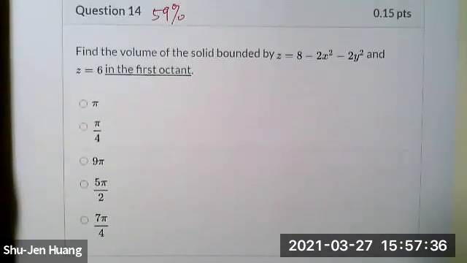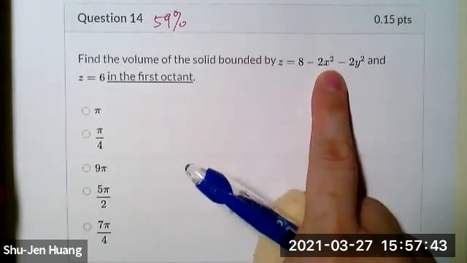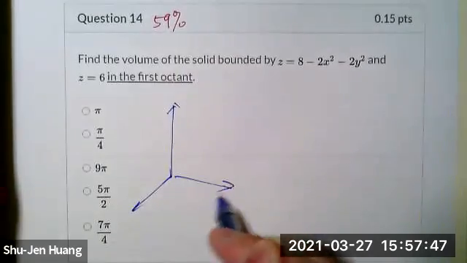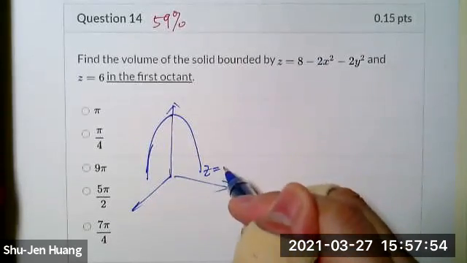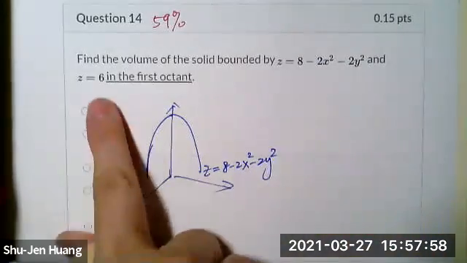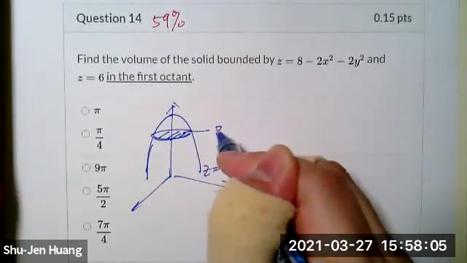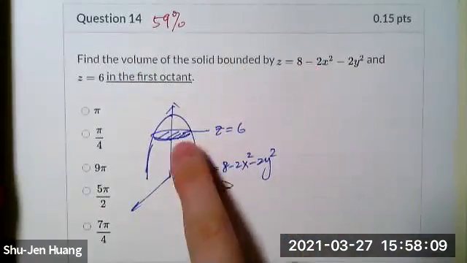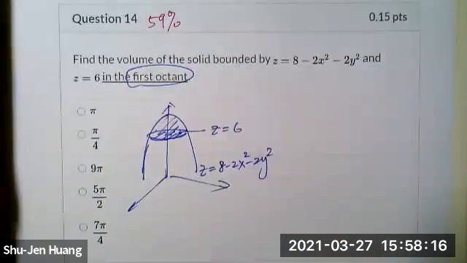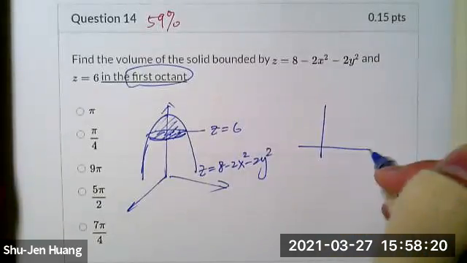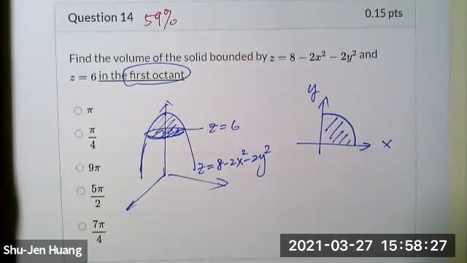And next, question 14. We want to find the volume bounded by the paraboloid. This is open downward. The vertex is at 0, 0, 8 here, open down. So this is the paraboloid, and the plane z equals 6. Z equals 6 is here. So the volume bounded by the paraboloid and the plane. So this is the region we consider, but only in the first octant. So in the first octant, when we do the projection onto the XY plane, that's only a quarter of a circle. Agree? Okay, only a quarter of a circle here.